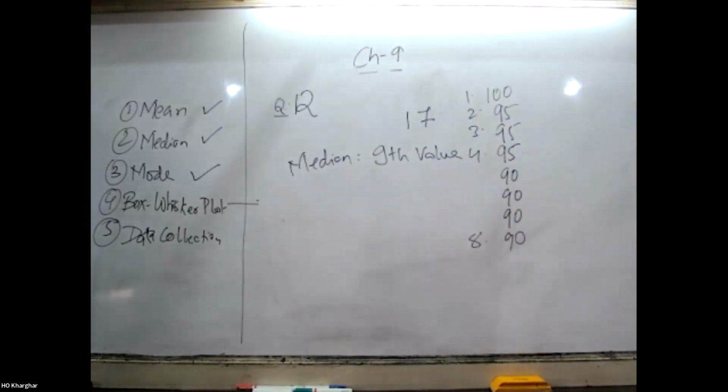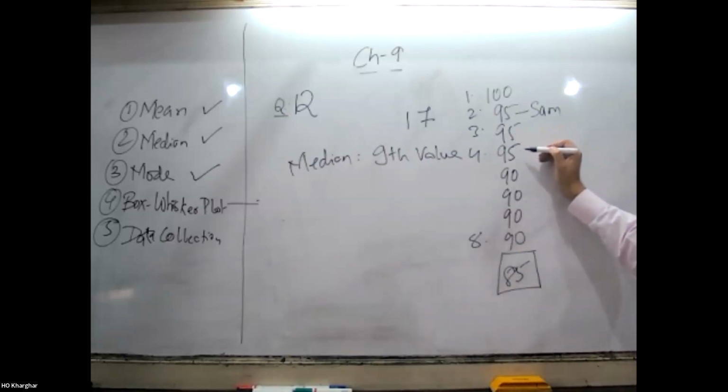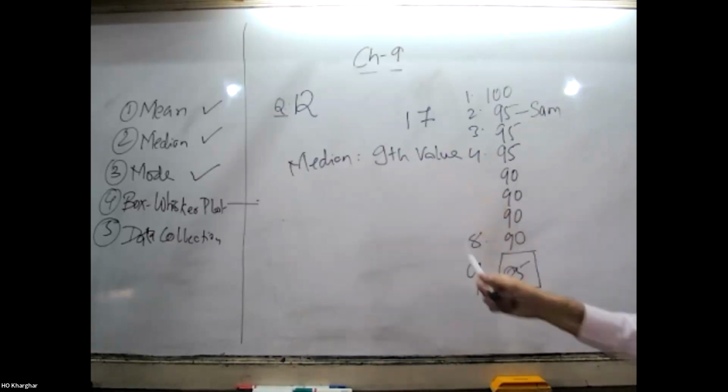Are you with me on this? Okay, yeah, makes sense now. Now the 9th value. What is the 9th value? 85. So this becomes your median. I have an extra 95 because this is Sam. Because there were only two 95s, and now when Sam writes the test, I get an extra 95. So you'll see the 9th value becomes 85. The median score for this class is the middle value, which is the 9th value, which is 85. Okay.